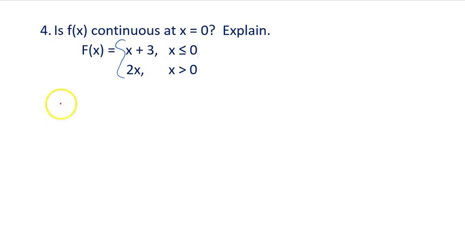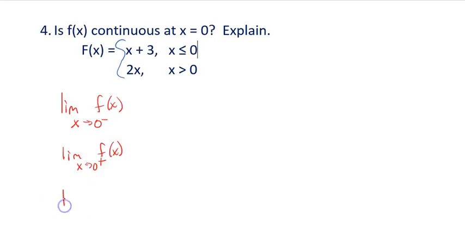Okay, so this last example you might want to pause and try it for yourself. But otherwise, we're having another piecewise function, and they want to know if it is continuous at x equals 0. So I'm going to say the limit as x approaches 0 from the left, the limit as x approaches 0 from the right, and f of 0.